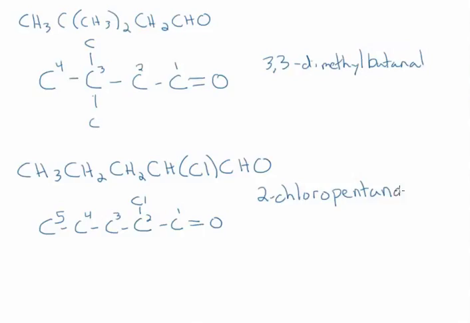So naming aldehydes is one of the easier functional groups, I think, because all you do is take off that E and add al, and it tells you exactly which carbon has to be number 1. It has to be the one in the aldehyde. Let's look at those ketones.